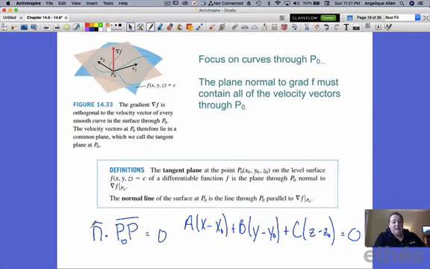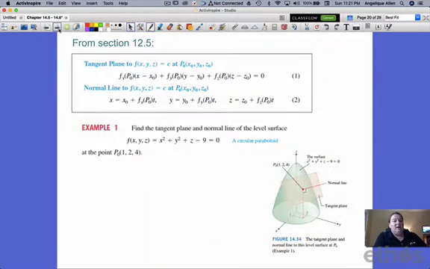That makes n the vector ABC, and the difference between P naught, which is x naught, y naught, z naught, and P, which is x, y, z, these would be the components of the vector P naught P. I want you to remember that setup for the equation of a plane because we're going to have a formula for this now.